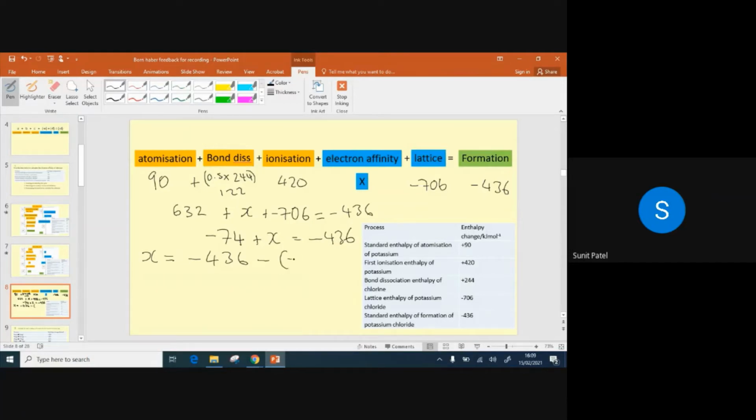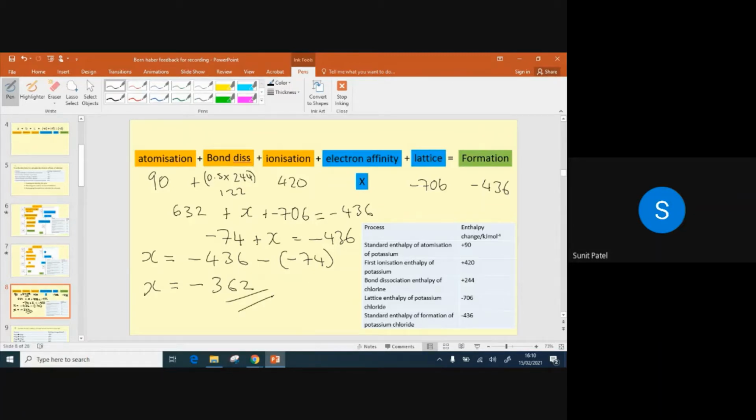I'll just put -74 over this side, in brackets, so as not to confuse anything on that side. Okay, so once I've done that, I've got just X left on the other side. If you put this calculation into your calculator, you should get an answer of minus, well, let's have a look for myself on my calculator, make sure I've done this right. So I've got 1436 - (-74). I've got a total of -362 kilojoules per mole for the electron affinity. And that's the answer for this one.